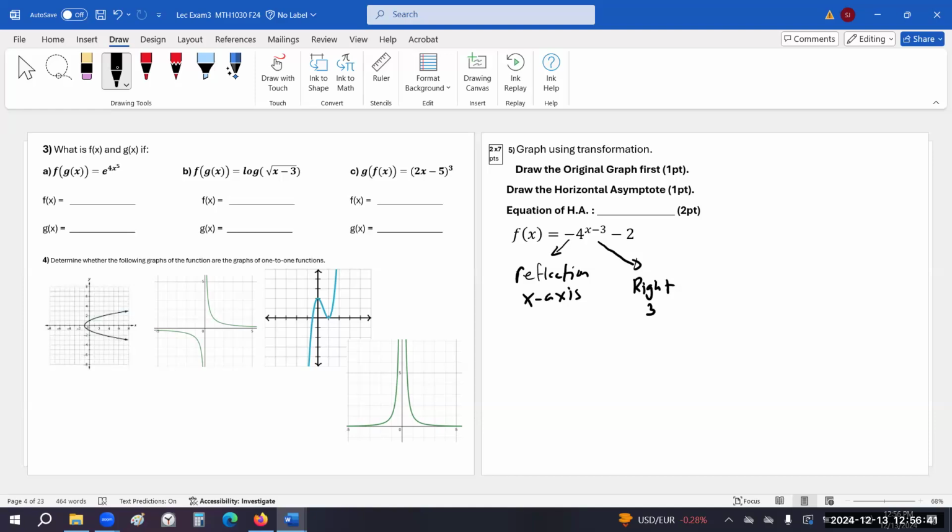And remember, when you're single, sometimes we feel up, sometimes we feel down. So a single number always tells you either up or down. Minus means down, so we go down 2.